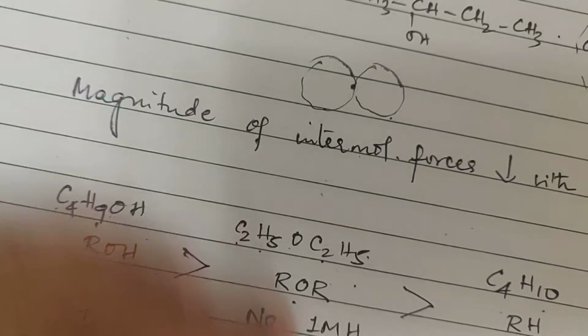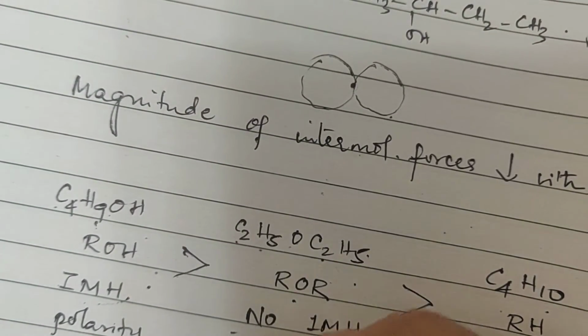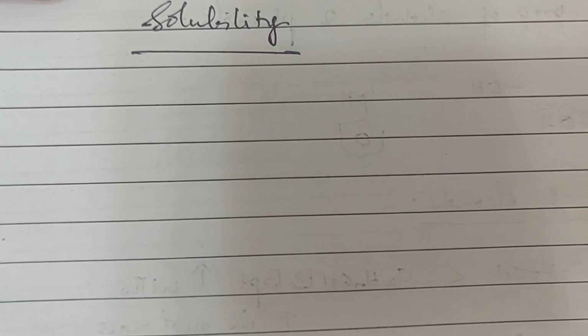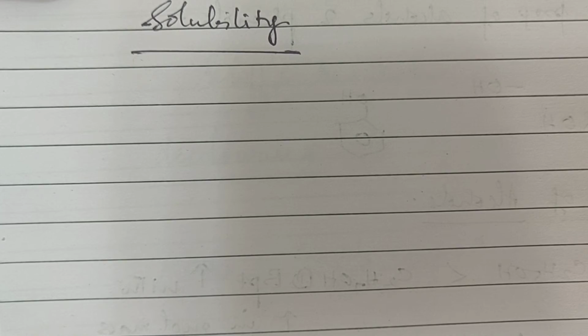Now let us come to the next property, that is solubility. The next one, let us talk about solubility. Again here also, solubility of alcohol in water is due to their ability to form hydrogen bonds with water. So solubility of alcohol in water is more.